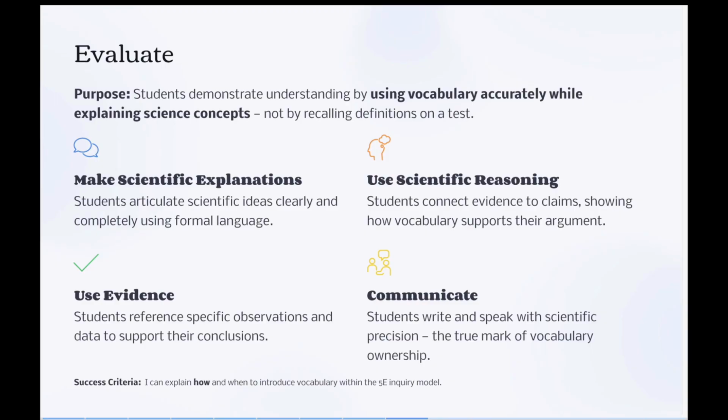They use scientific reasoning to connect evidence to claims, showing how vocabulary supports their argument. They use evidence and reference specific observations and data to support their conclusions, and then they communicate all of this in writing and speaking with scientific precision, the true mark of vocabulary ownership. And this is how to introduce vocabulary within the 5E inquiry model.